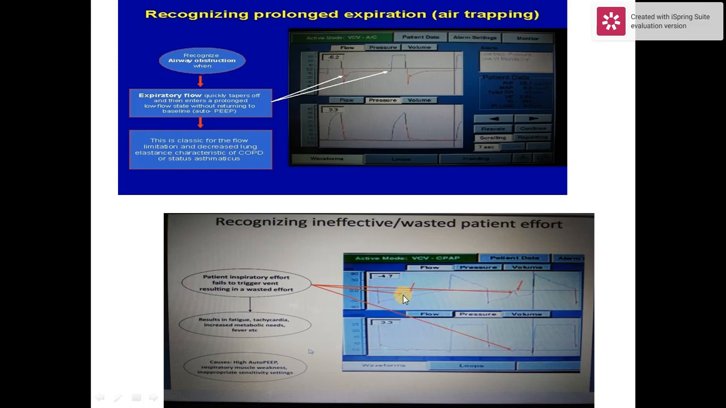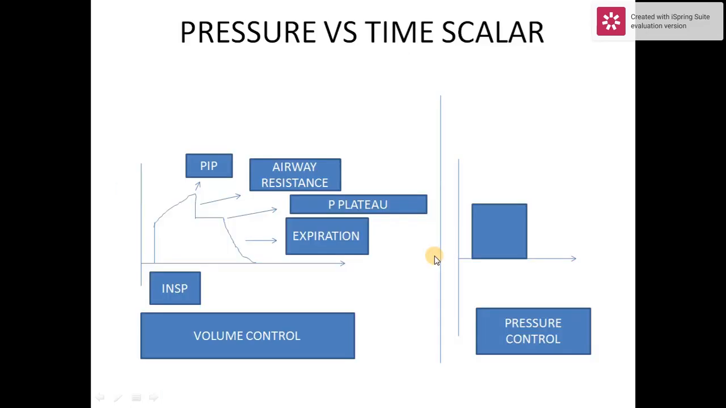happen. That is known as ineffective or wasted respiratory effort. Ideally, this should cross the baseline in order to create a breath, but the patient efforts are inadequate, so it could not create a breath. Here and here you can see. These are known as wasted patient efforts. Air trapping and wasted patient effort. This is about the flow scalar.